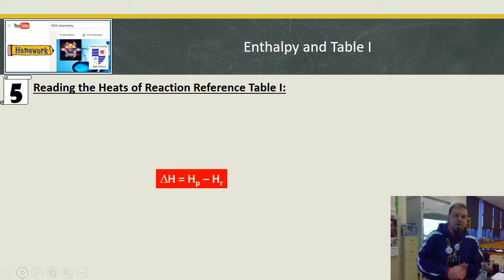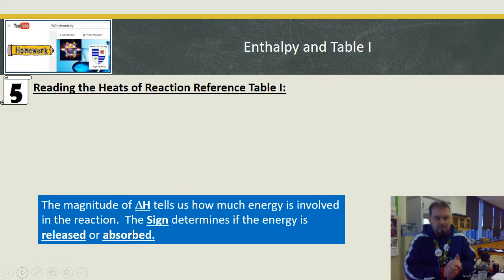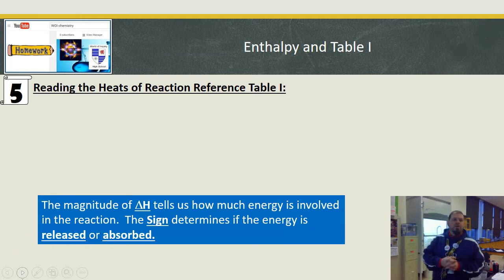This is the equation for calculating all delta H's. It's the heat of the products minus the heat of the reactants. That heat is the potential energy. That heat is not the kinetic energy. It's the stored chemical energy. The magnitude of delta H tells us how much energy is involved. Magnitude means how big the number is.